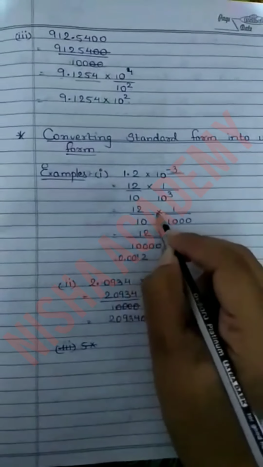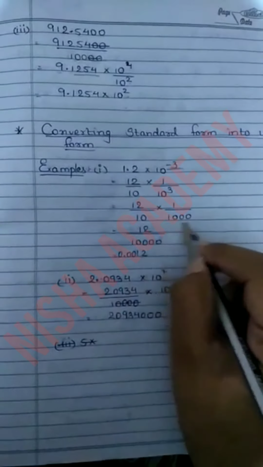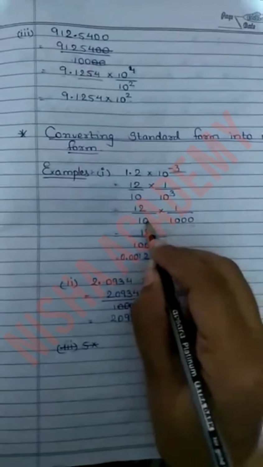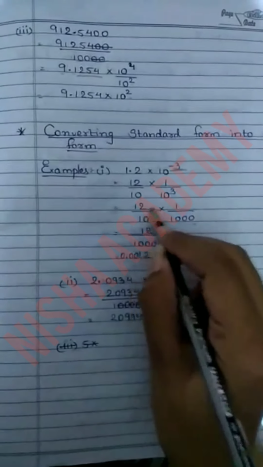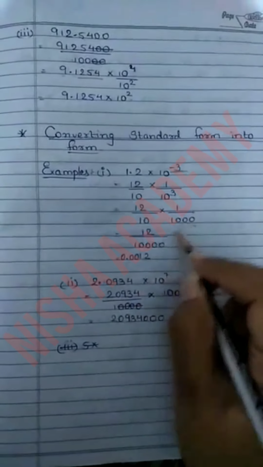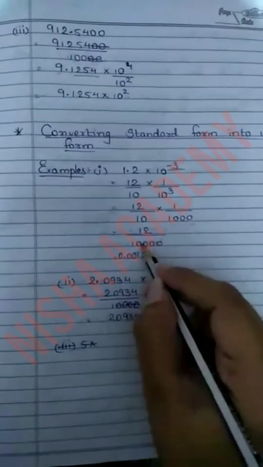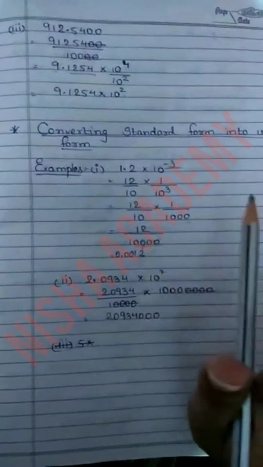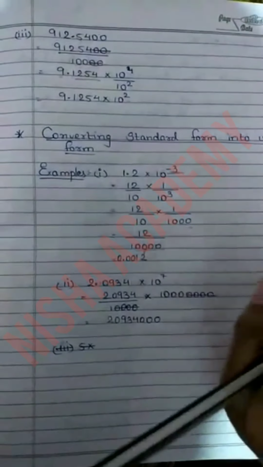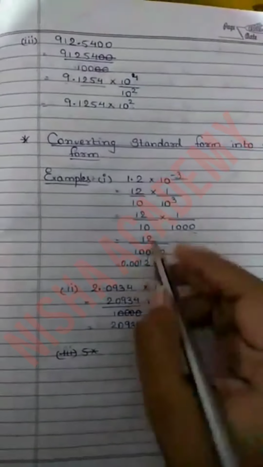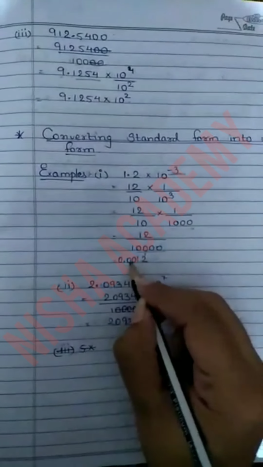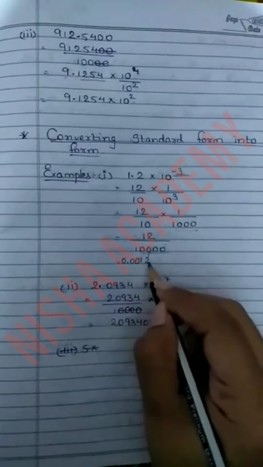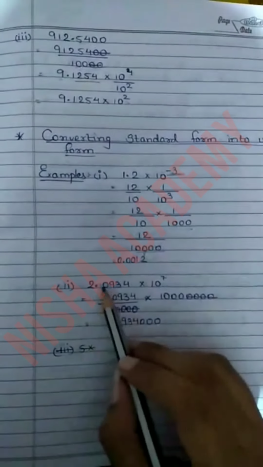Now 12 upon 10 into 1 upon 10 raised to 3, which means 1000. Now we multiply numerator with numerator and denominator with denominator, so it will be 12 ones are 12, and 10 into 1000 will be 10,000. Now just convert this into a decimal. How many zeros are there? 4. So after the decimal there should be 4 digits. Already we have 2, so the remaining 2 will be zeros. So 0.0012.